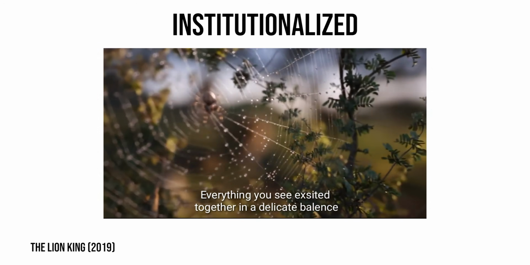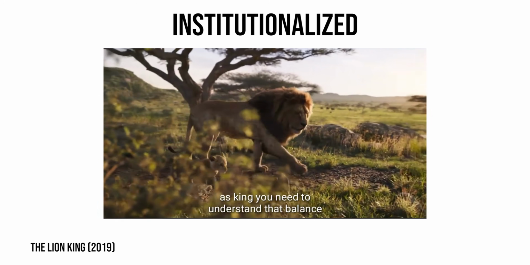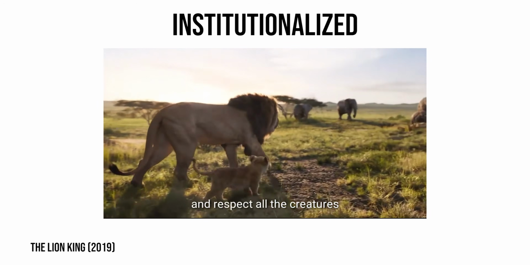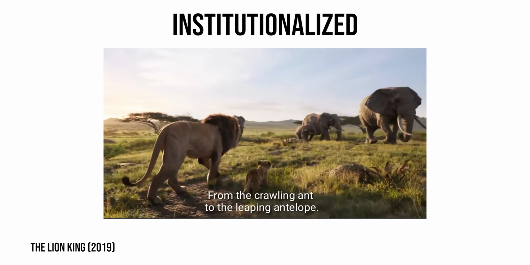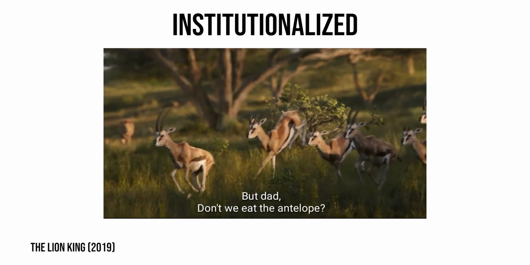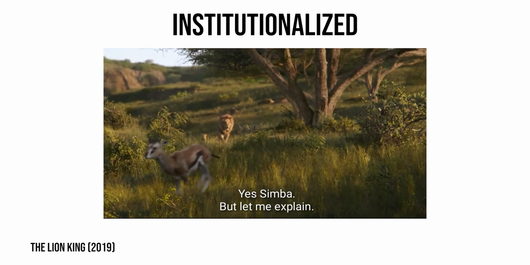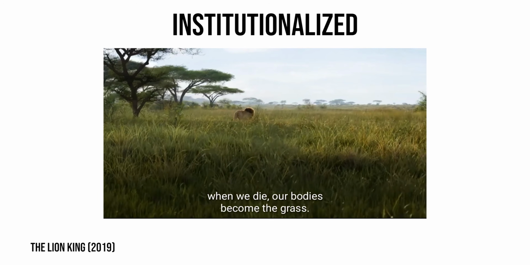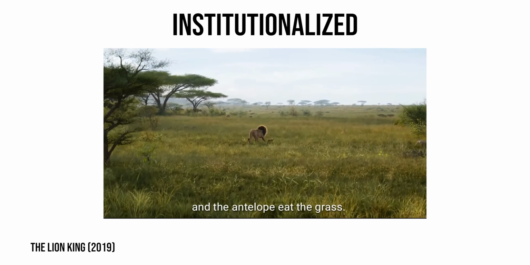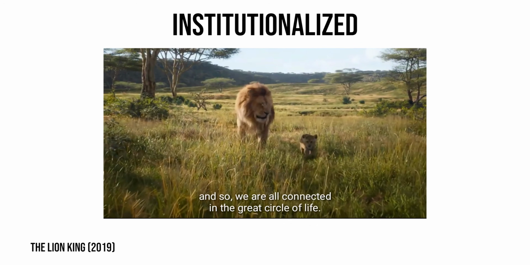Everything you see exists together in a delicate balance. As king, you need to understand that balance and respect all the creatures, from the crawling ant to the leaping antelope. But Dad, don't we eat the antelope? Yes, Simba, but let me explain. When we die, our bodies become the grass, and the antelope eat the grass. And so we are all connected.